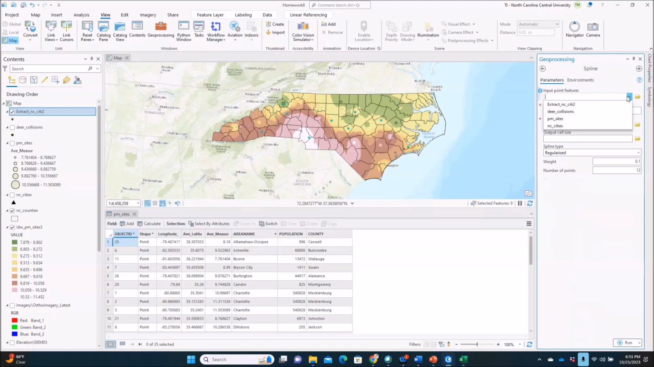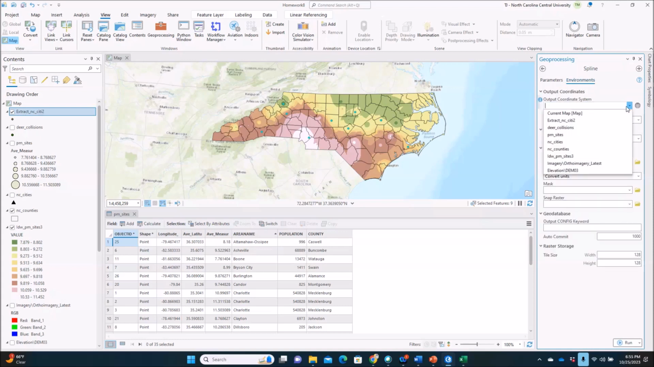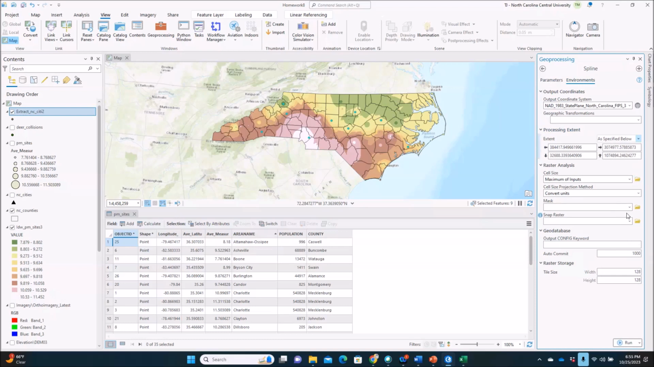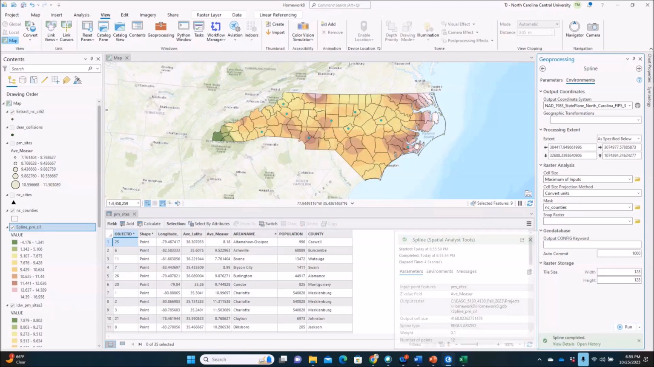So we'll go to spline. Input features are going to be what? It's going to be the PM sites. Our values are going to be the average measure value. I'll leave the outputs for rasters, and then under environments, I'll just set it to the current map. The processing extent will be for NC counties because that's what we did before. And then our mask is going to be NC counties. So now when I run a spline, a different interpolation routine, let's see what you get. There it is. Now I got a slightly different routine.